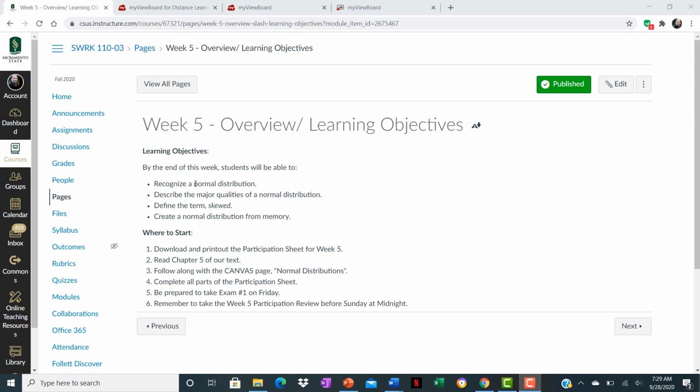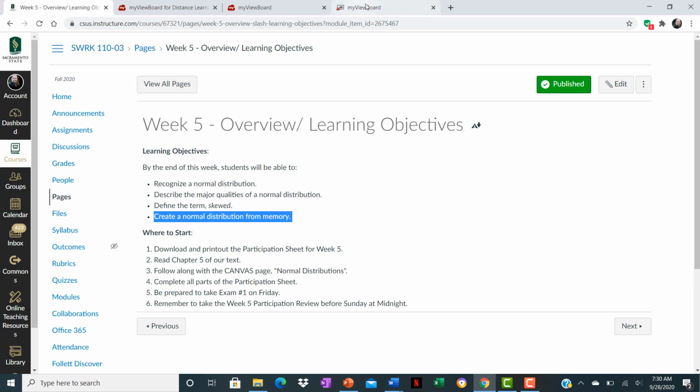So with respect to what we're trying to learn this week, by the end of the week, what I'm hoping you're going to be able to do is recognize a normal distribution. Even just the shape of it is part of what we need to know. You're also going to need to know what the major qualities of a normal distribution are. I also would like you to know what the term skewed means, and I'd like you to be able to create from memory a normal distribution. If you're able to do these things, I think we're moving along at a good pace.